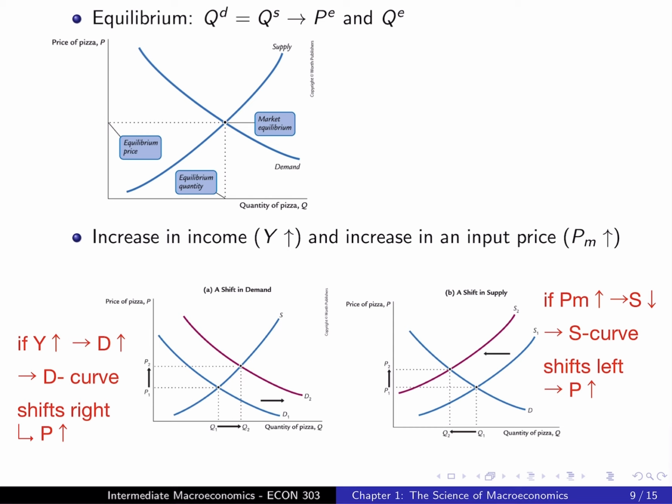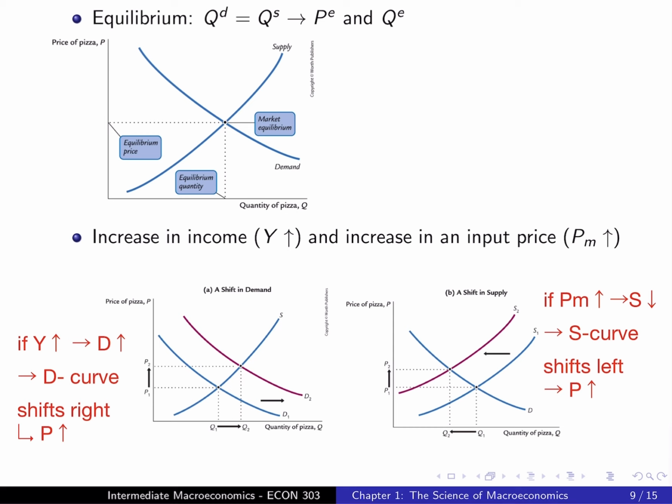First scenario, when income increases. Since income is the demand side factor, an increase in income leads to a rightward shift of the demand curve. Consumers now have more purchasing power, so they demand more pizza at every price level. As a result, this higher demand puts upward pressure on the price, causing the market price to rise.